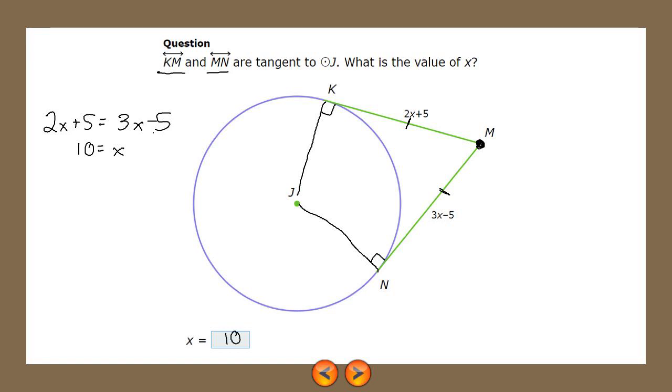So it just really showed we added 5 to both sides, and we subtracted 2x from both sides. Those cancel out, and we get 10 equals x. That property we're going to use a lot more in the next couple problems, but we're not going to have to worry about solving equations. We're going to just have to worry about finding sides.